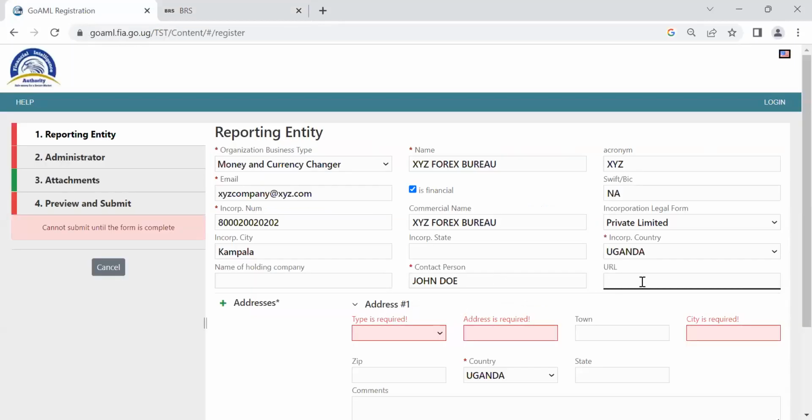Website: if you have a website, you put it here. So not applicable would be a proper answer if I don't have a website, right? You can leave it blank. No need to put not applicable. Okay, thank you.